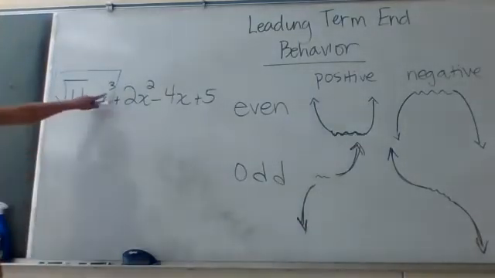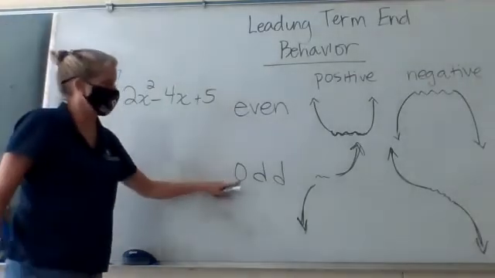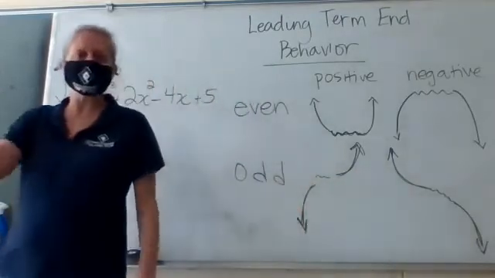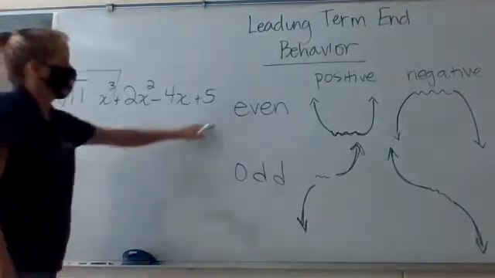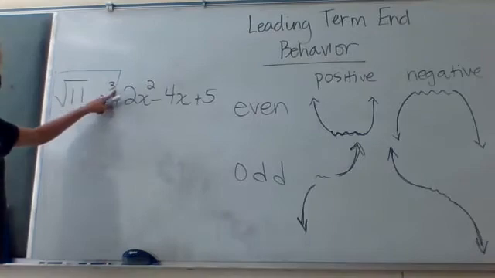What does this tell me? The exponent is odd, which means the ends of my graph are going to be doing opposite things. One's going to be going up and one's going to be going down. So it's not even, it's odd, right? Because it's x to the third.